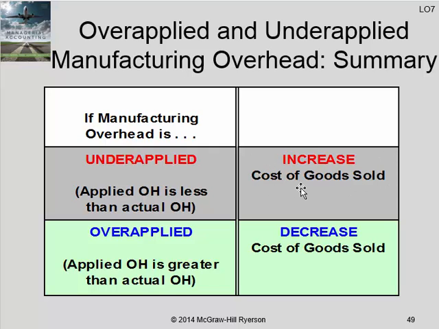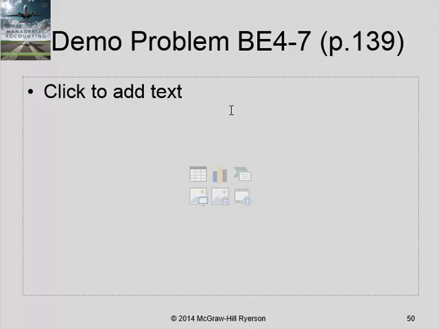And if we're going to increase cost of goods sold on our financial statements, then obviously our net income is going to decrease. And conversely, if we over allocate or over apply the overhead, the opposite is going to happen. Cost of goods sold will need to be decreased, which will increase the net income on our income statement. So let's take a look at this now in problem brief exercise 4-7 on page 139.